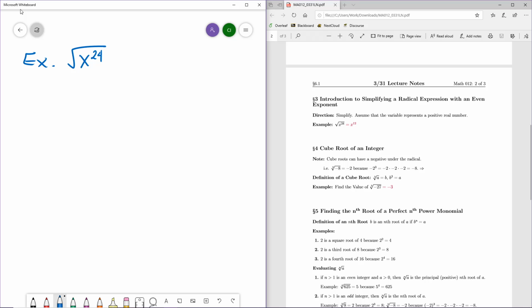Why do we want to assume it's a positive real number? Because if it's not positive, then the example given would not be a real number.